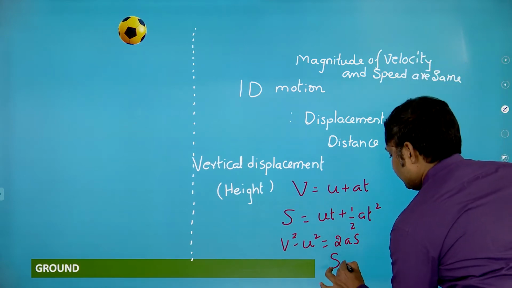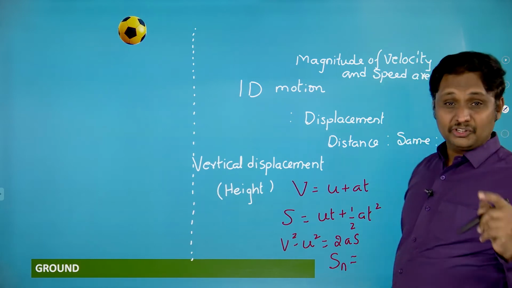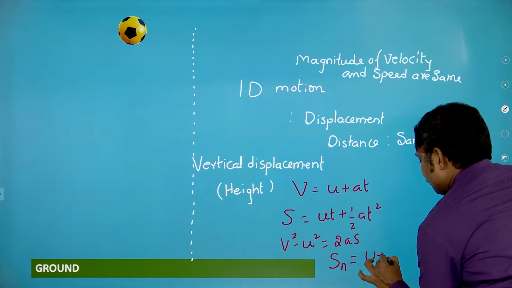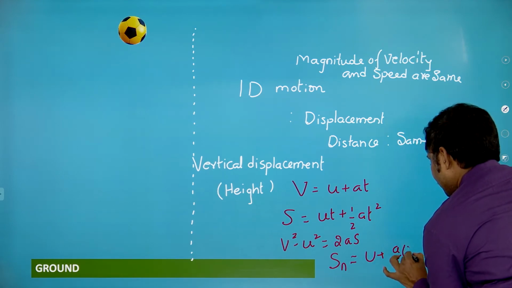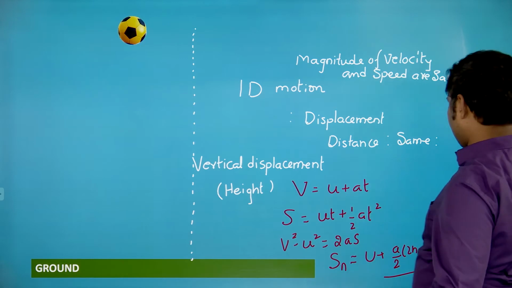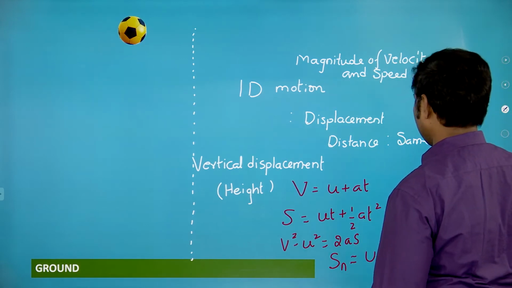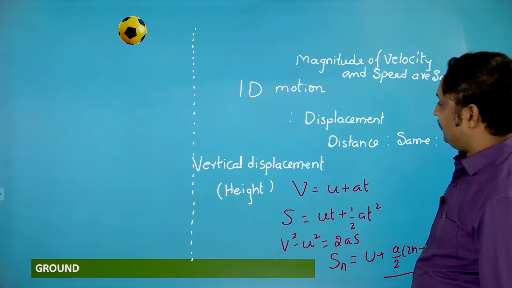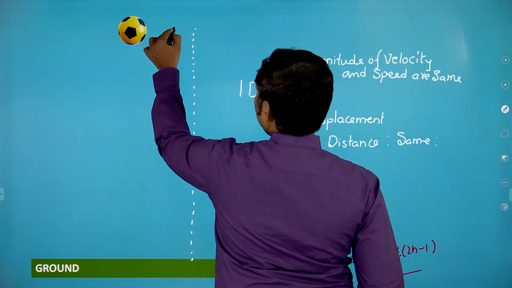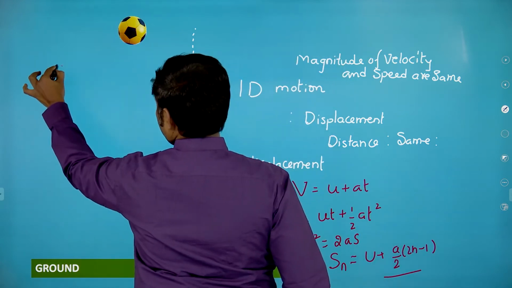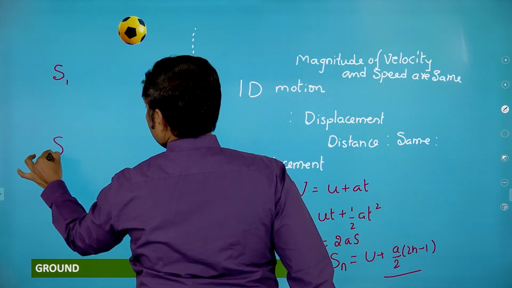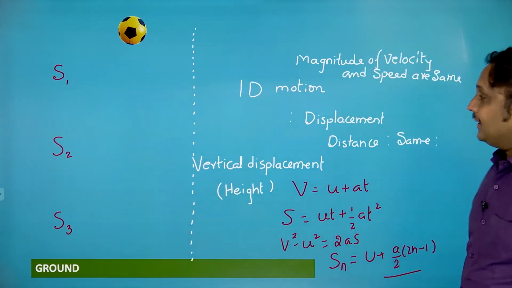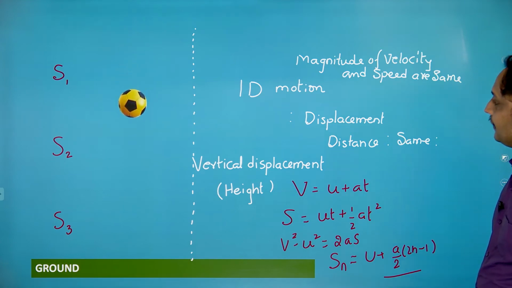And also we have, in the nth second, in a particular second, the distance covered by the body is S = u + a/2 (2n - 1). We have to take this one for the nth second. So these kinds of problems are taken, where we have S1, S2, S3, the distances traveled by the body.